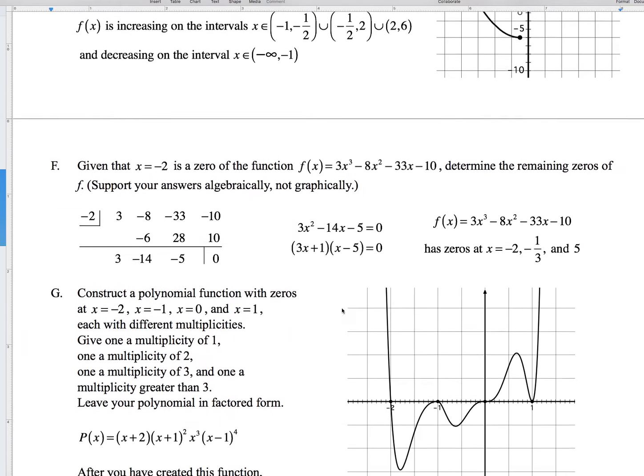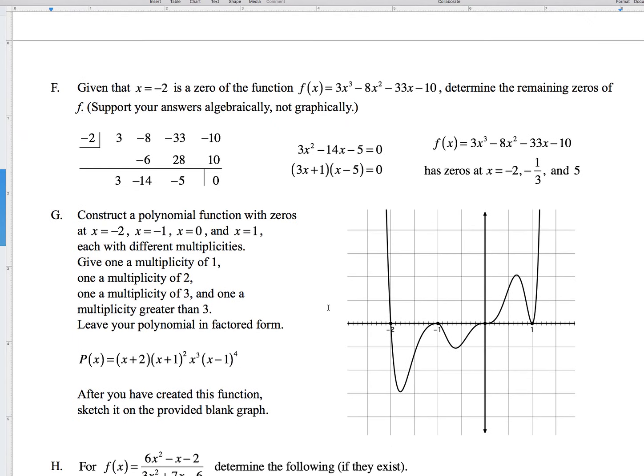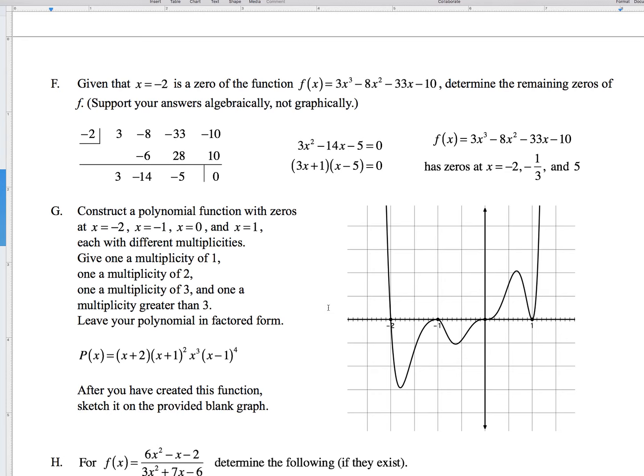Excuse me. Now, for question F, we are given 1 zero for a cubic function. And so if we use our synthetic division, we'll easily be able to come up with a quadratic that hopefully we can factor. In this case, that is what has happened. So we have negative 2 is a 0 of the function.